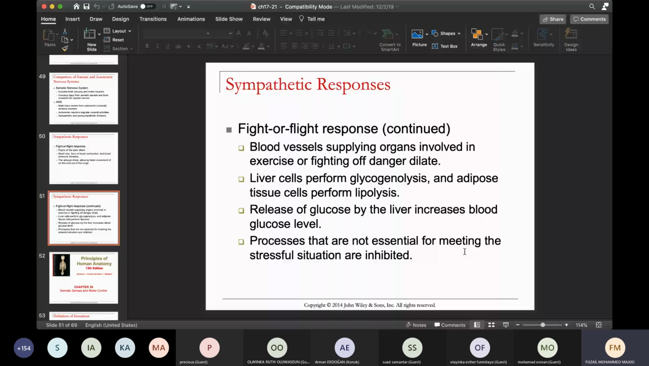Everything else, all the other organs, end up being inhibited. As I said, stomach, intestines, they're not going to get enough. The amount of blood going there decreases. So this is the sympathetic.